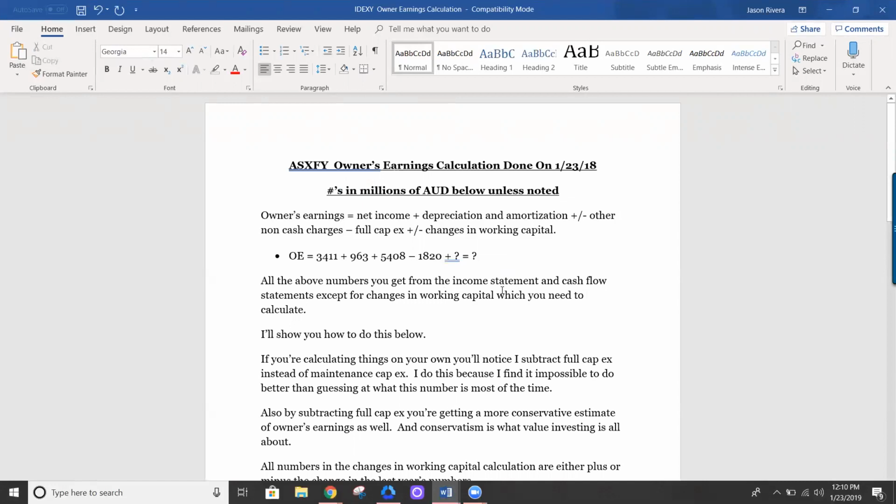So the main thing we're trying to do here is figure out exactly what David said. I put it slightly differently though. We're trying to figure out, as if we were owners of the entire company, what the company earns and what we can take out of the company without harming its competitive position. Same thing, just slightly different wording.